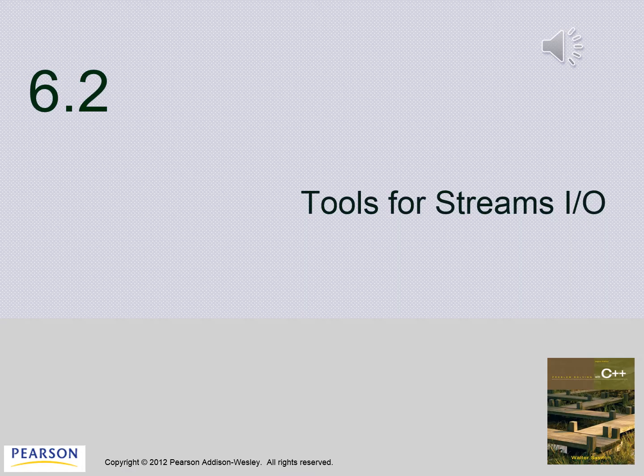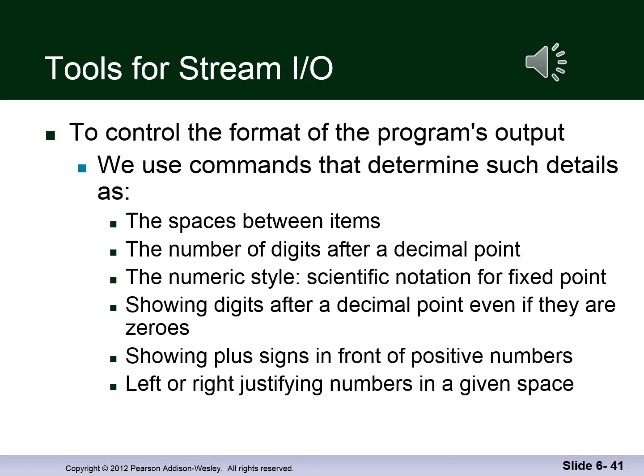Section 6.2 discusses tools for input-output streams: formatting, decimal places, currency, etc. Let's move forward. We have commands to control the format of the program's output. We can control the spaces between items, the number of digits after a decimal point, the numeric style, whether it's scientific notation or fixed point, showing digits after a decimal point even if they're zeros, showing plus signs in front of positive numbers, left or right justifying numbers in a given space, etc. Let's take a closer look.